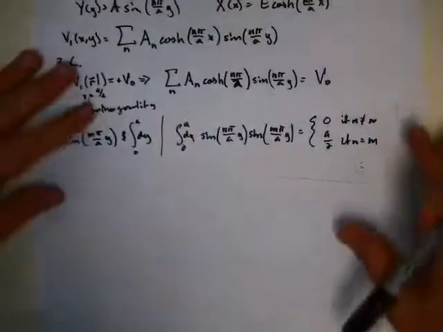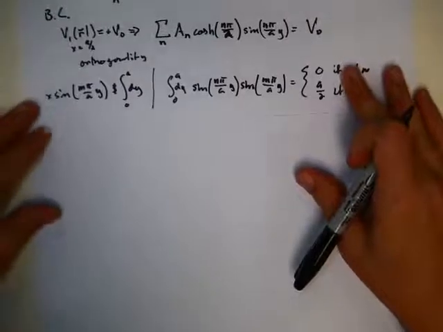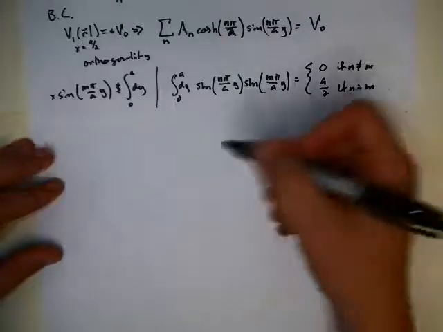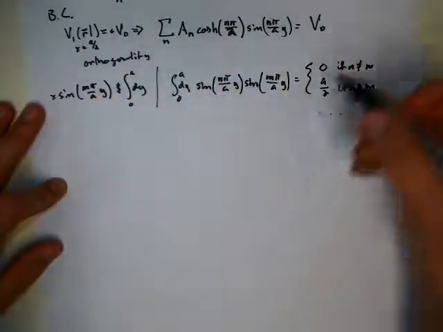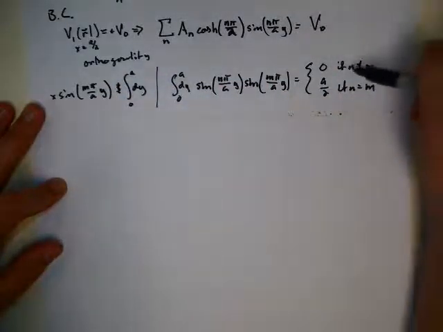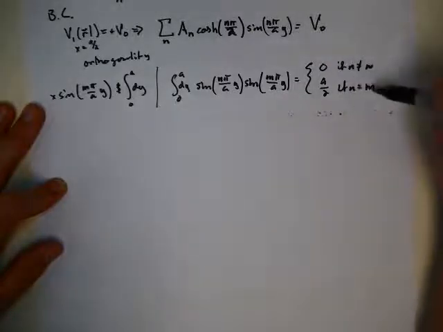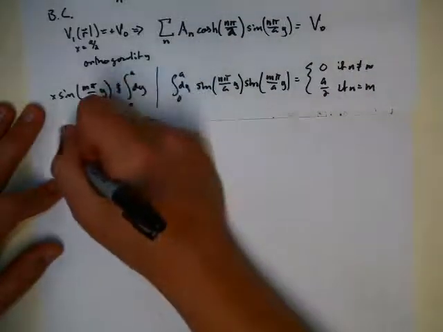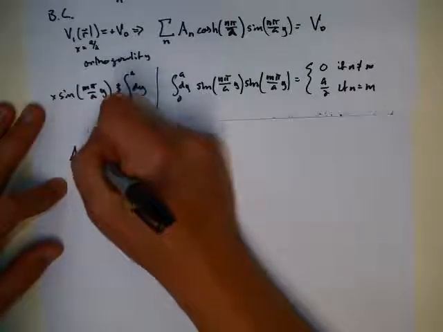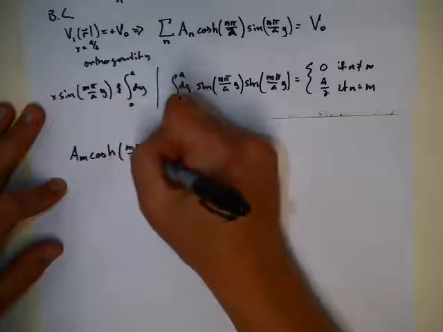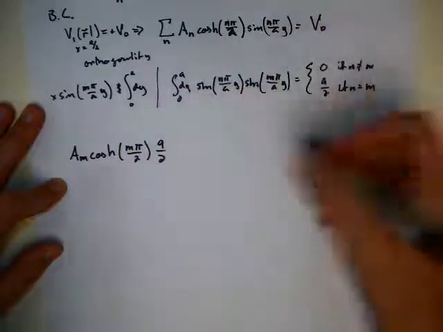And so we can use this trick to help us find these a_n's. And so moving forward, when we do this trick, we're going to pick out, for all of the m's that weren't equal to n, we're going to get 0. And then for the single one, when n equals m, we're going to get a over 2. So I'm just going to pick that out. I'm going to write that immediately. So a_m cosh of m pi over 2 times a over 2, so that's from that integral.